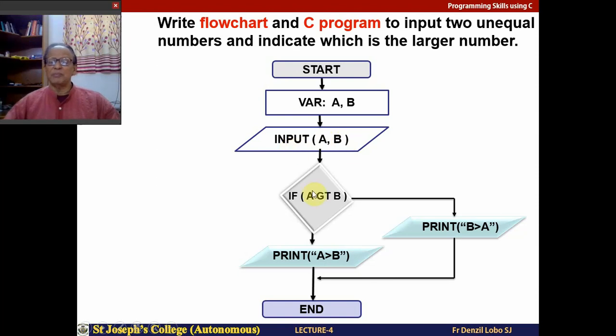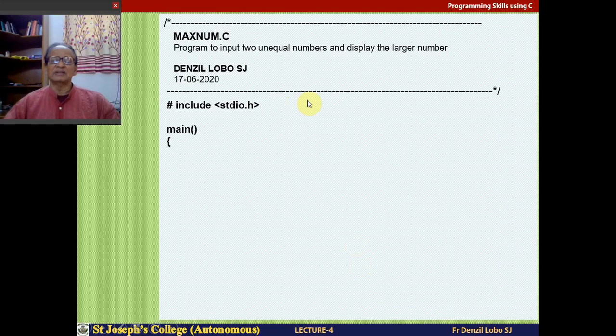And ask for input A and B and ask this question. If A is greater than B, you print A is greater than B. Else you print B is greater than A. So that is what you are going to do. And this is the C program. Again, I would like you to pause and complete this C program. Please remember the name: max number. I want to find the maximum number, which is the bigger number among these two numbers.